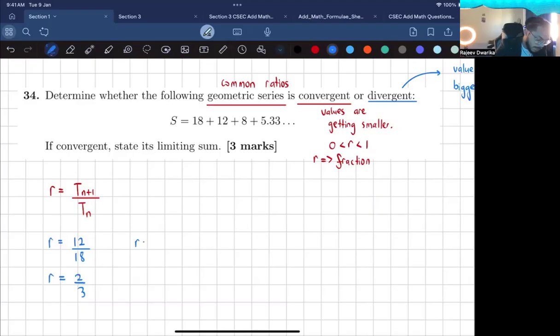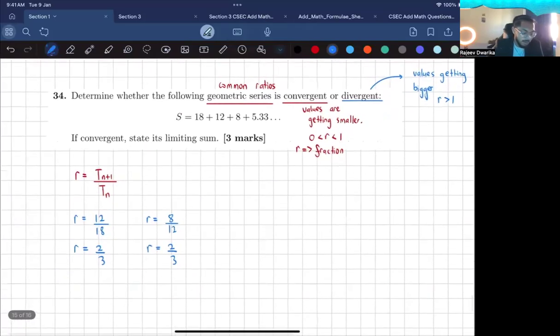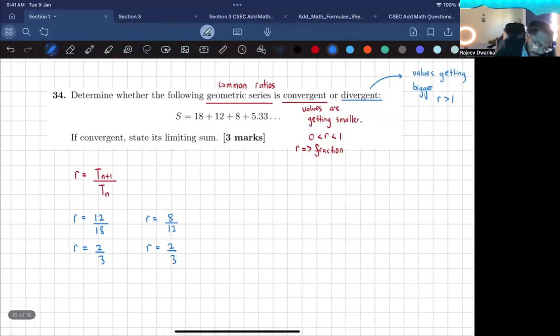2/3. Right? I want you to just verify with another pair of consecutive terms: 8 divided by 12. And you should get 2/3 again. Right. So this is the statement you need to put.